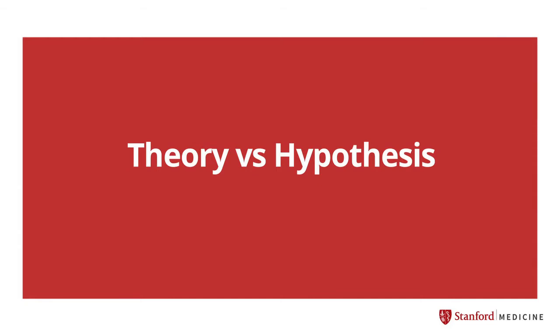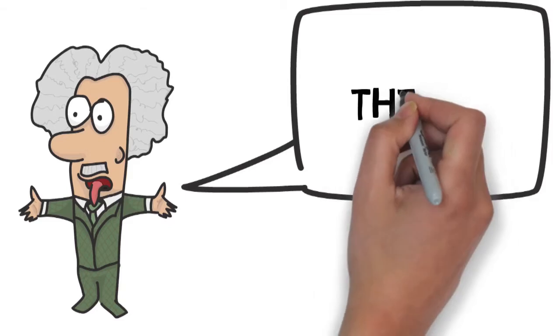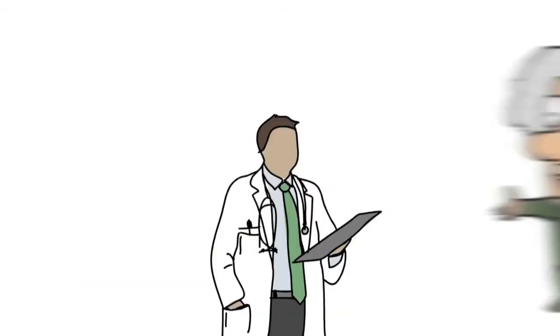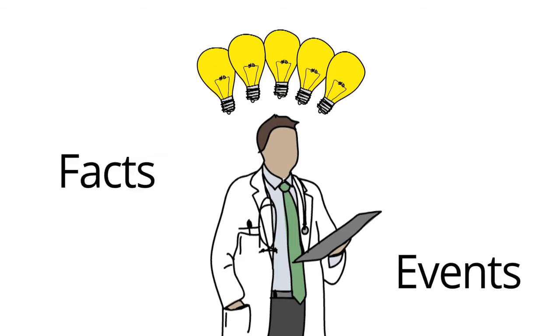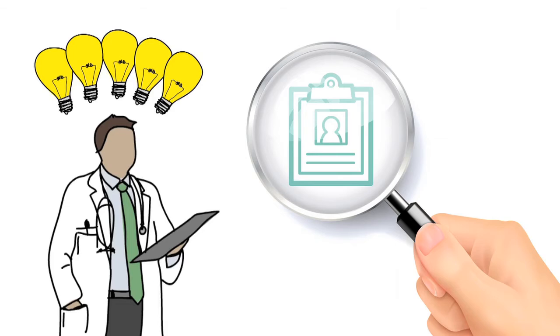Before moving on, let's talk about two concepts often involved in answering a clinical question. The first concept is that of a theory. A theory is an idea or a set of ideas that is intended to explain facts or events. You may think of a theory as a general framework for explaining a given set of observations.